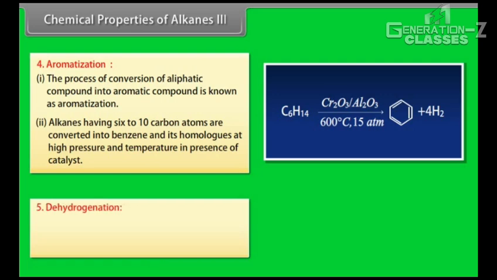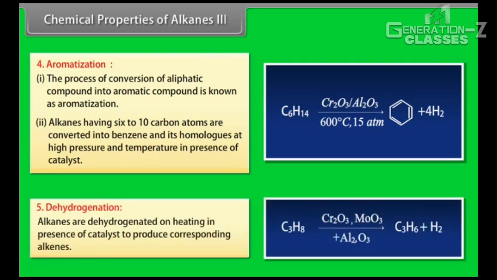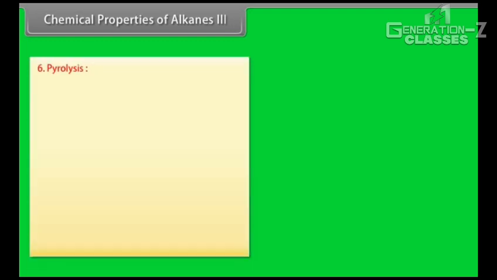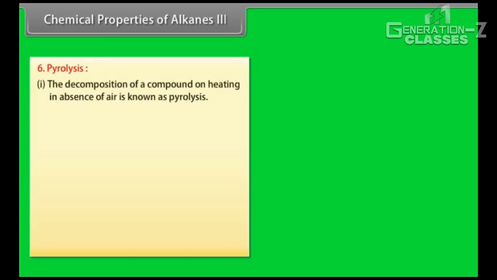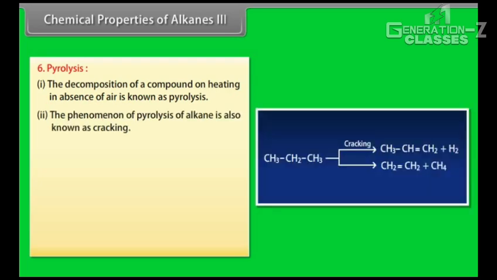Dehydrogenation. Alkanes are dehydrogenated on heating in the presence of a catalyst to produce the corresponding alkenes. Pyrolysis. Number 1. The decomposition of a compound on heating in the absence of air is known as pyrolysis. Number 2. The pyrolysis of alkanes is also known as cracking.